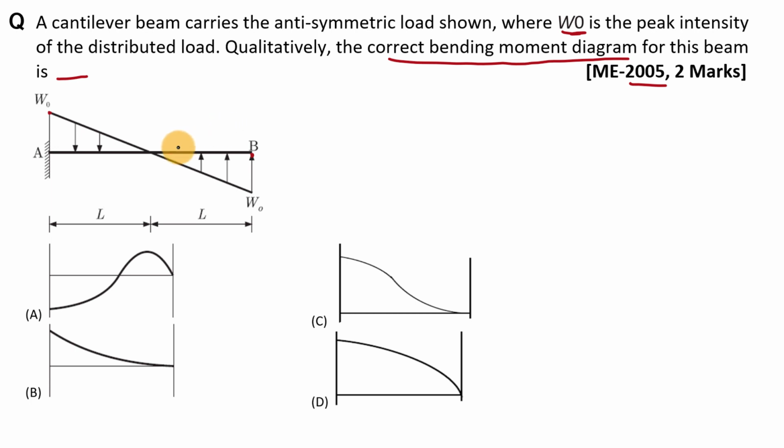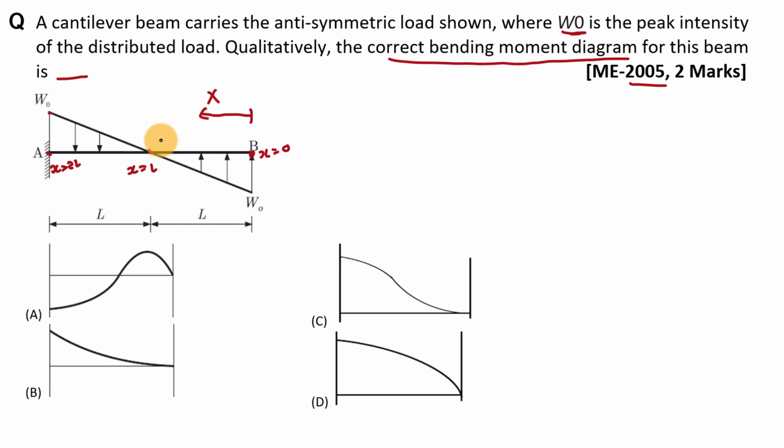To find the bending moment diagram in this beam, first of all we will take this B point as origin, and here we will take this direction as x direction. So at this point x is equal to 0, at this point x is equal to L, and at this point x is equal to 2L, right? Because here distance is L and L.